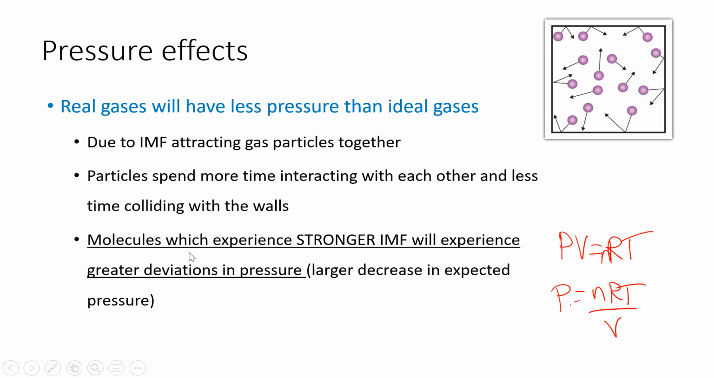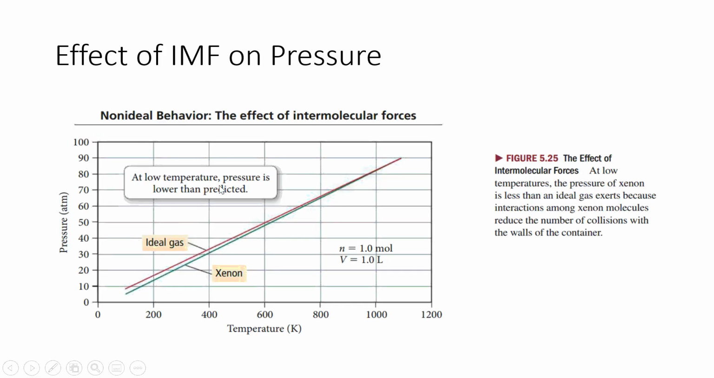We'll observe lower pressure than expected due to those intermolecular forces of attraction, and we'll notice this more with molecules that experience stronger intermolecular forces. The stronger the intermolecular force, the more dramatic this impact will be, and you'll see a larger decrease in the expected pressure. Here is a visual showing this. This is ideal gases in red, and here's xenon. You can see the actual pressure of xenon is a little bit lower than what we would predict.